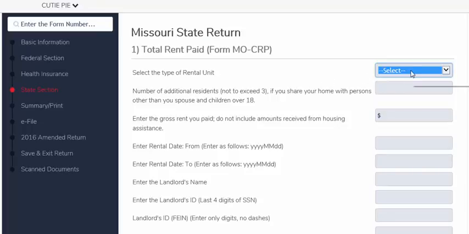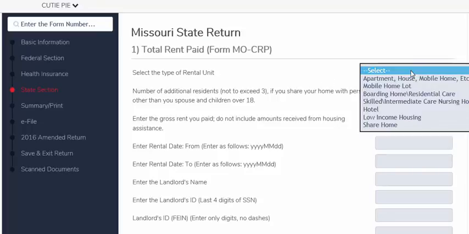We're going to select the type of the rental unit. So we typically think of a house being the type of rental unit that we're going to have, but it could be a mobile home. A person could just rent a mobile home lot and have their own mobile home on it, in which case you kind of have to split this up. If they lived in a boarding home, so maybe they just rented a room. If they lived in a nursing care unit or a hotel, other low-income housing, or they share a home, any of these things could apply.